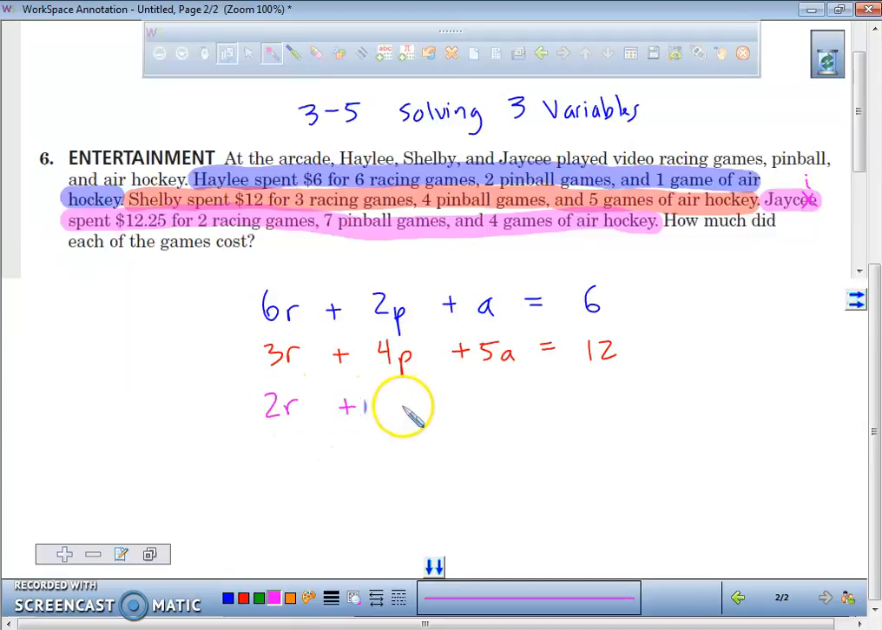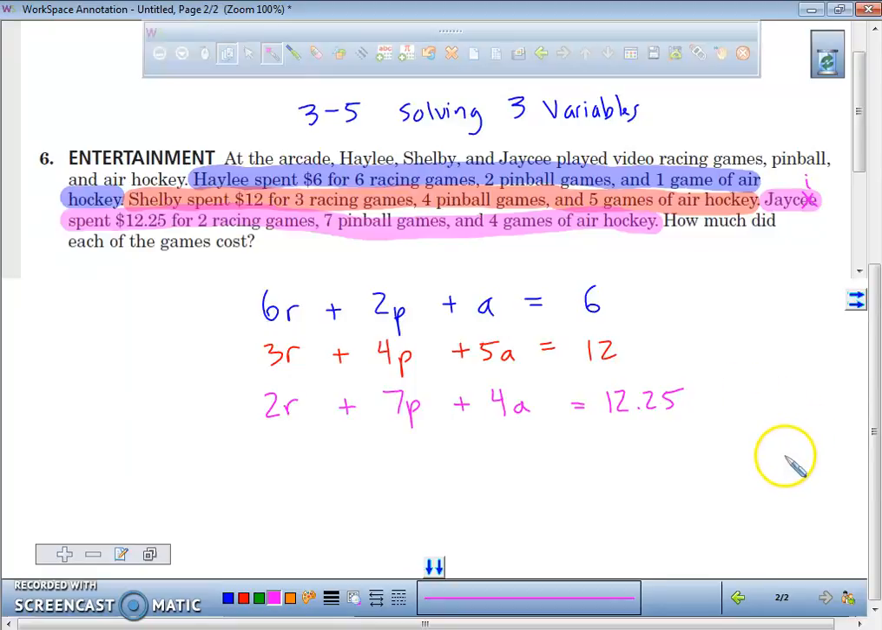2R plus 7P plus 4G plus, what for it, for air hockey, equals 1225. 1225. So you spent the most money out of all. All right. Because you just have the most luggage.